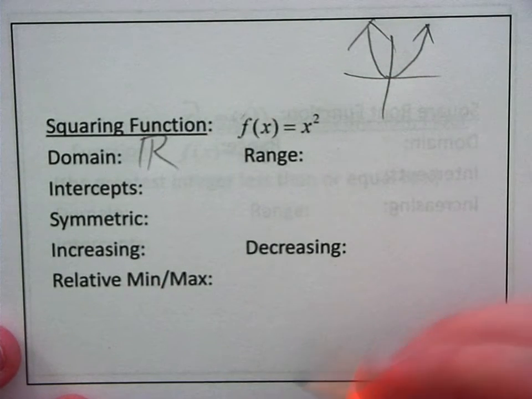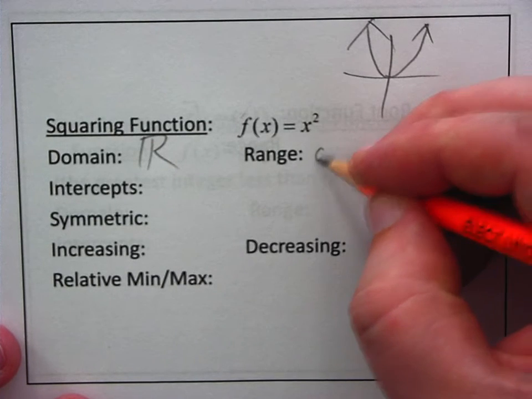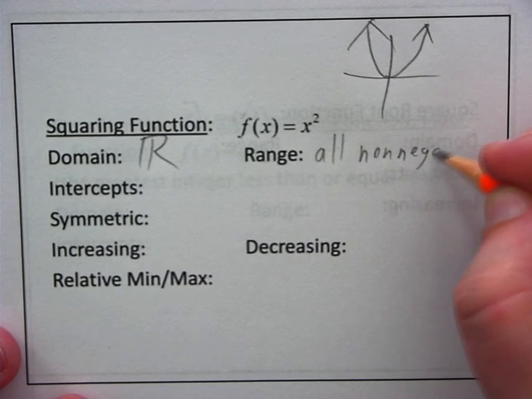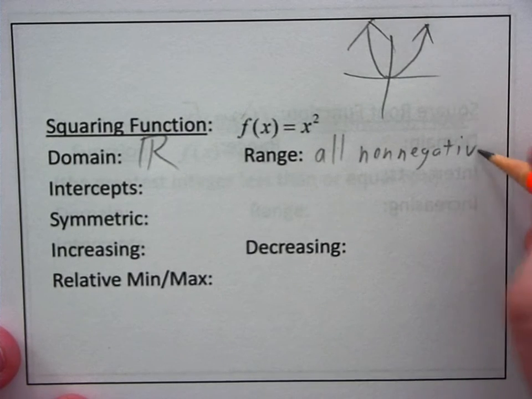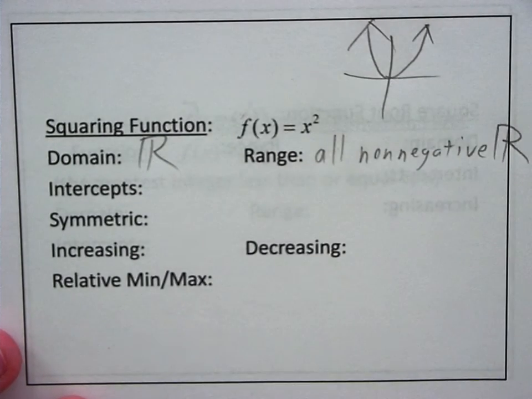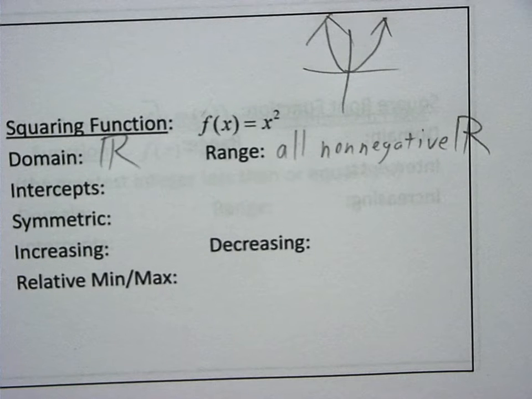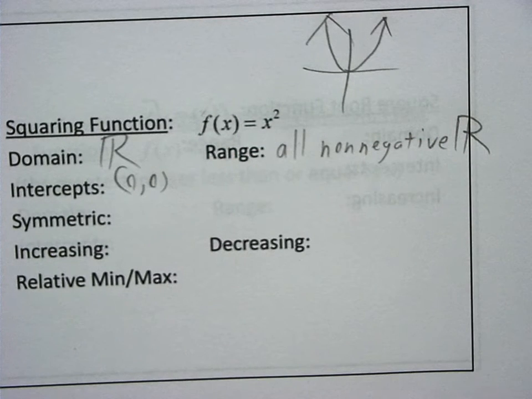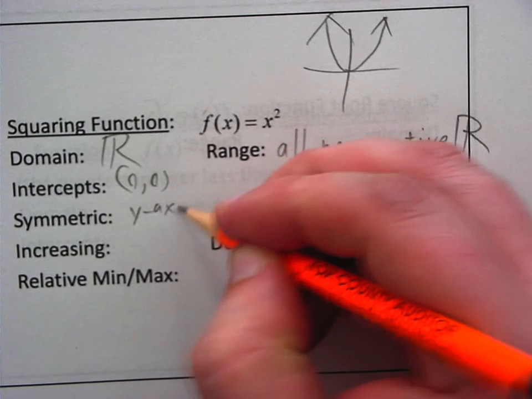Yeah. Why? So there's a couple different ways you can write it. The book's going to write it this way: all non-negative real numbers. If you wrote y is greater than or equal to 0, that's fine. Intercepts. The origin's the only one. Symmetries. Reflection symmetry over the y-axis.